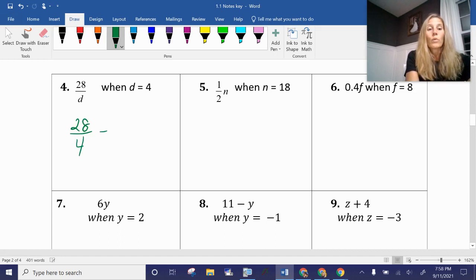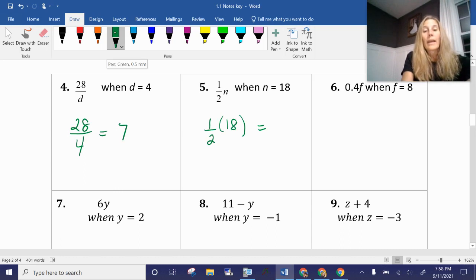28 divided by 4, which is going to be 7. Here we have 1/2 times 18. Now, if you're multiplying 18 by 1/2, you're just saying, well, what's half of 18, which is 9, just like division.